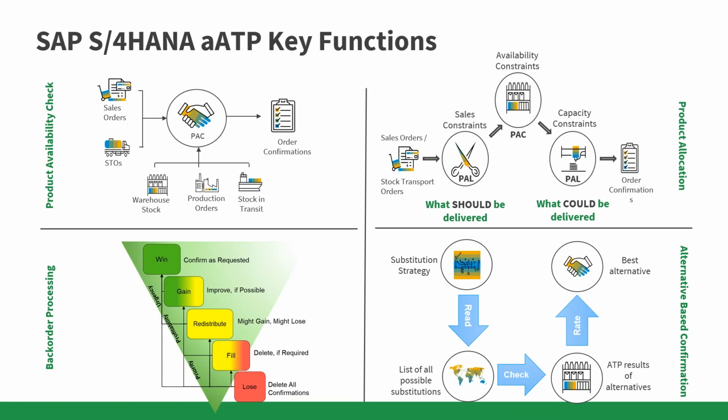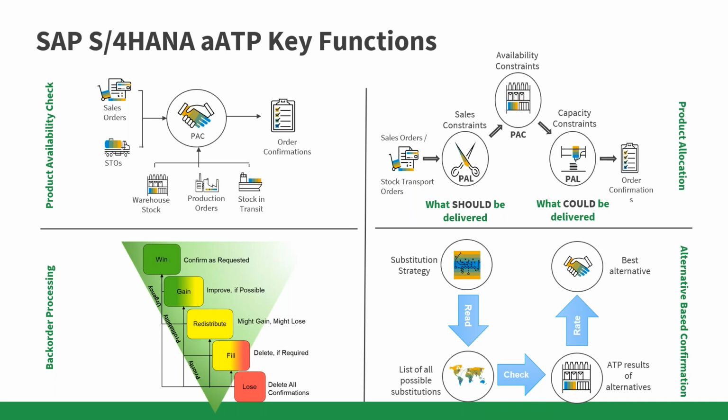So now we have this requirement of segmented backorder processing, where you can define how the confirmation should happen for different kinds of orders, putting them into different buckets like win, gain, redistribute, fill, and dos. Similarly, we have product allocation now.